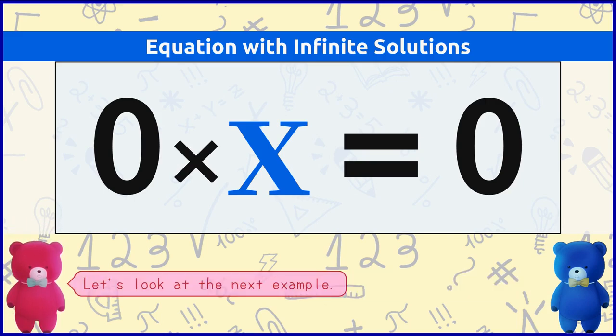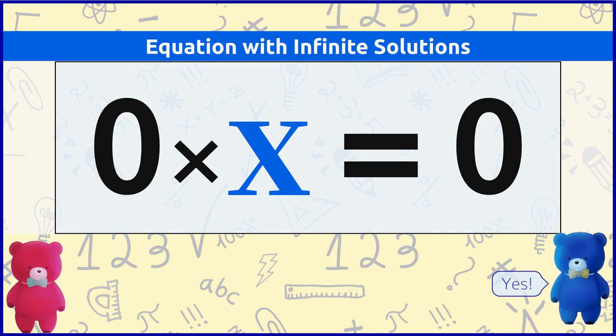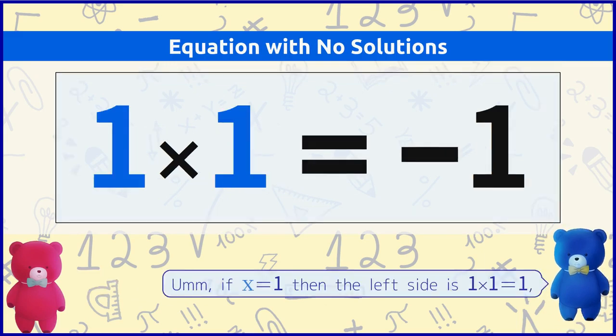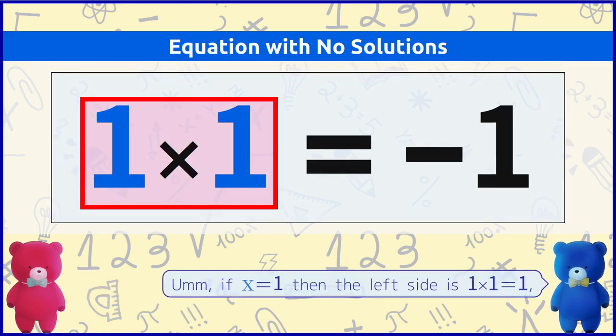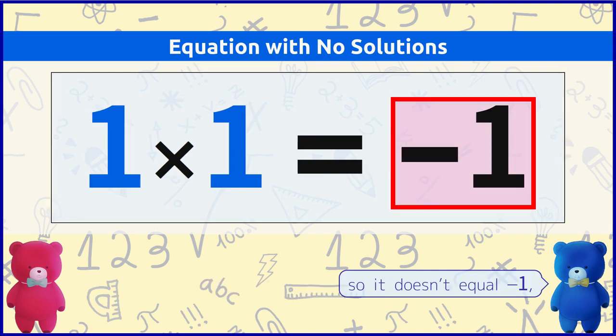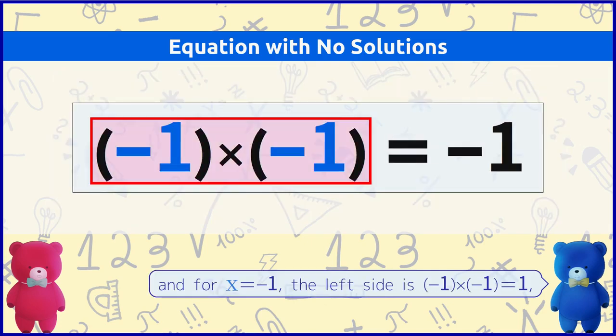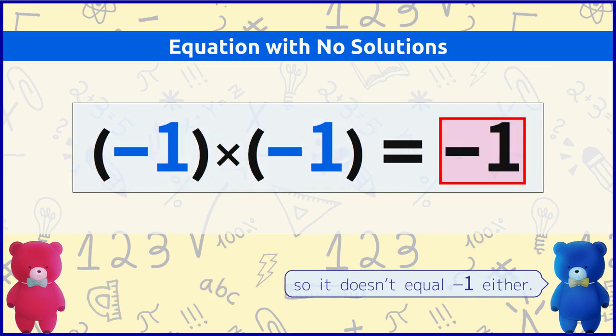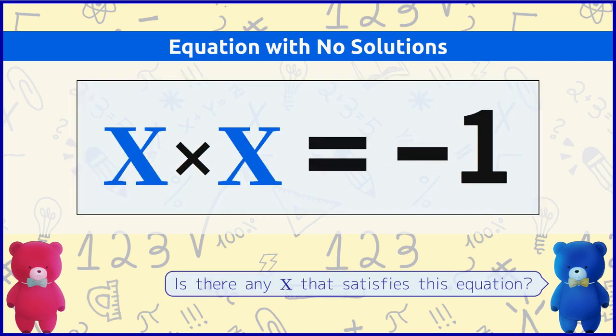Let's look at the next example. What about this equation, x times x equals minus 1? If x equals 1, then the left side is 1 times 1 equals 1. So it doesn't equal minus 1. And for x equals minus 1, the left side is minus 1 times minus 1 equals 1. So it doesn't equal minus 1 either. Is there any x that satisfies this equation?